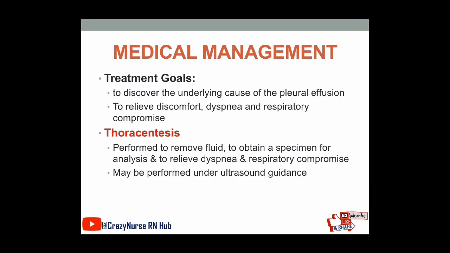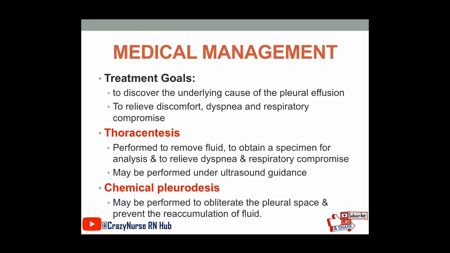Depending on the size of the pleural effusion, the patient may be treated by removing the fluid during the thoracentesis procedure or by inserting a chest tube connected to a water-sealed drainage system or suction to evacuate the pleural space and re-expand the lungs. We also have a procedure called chemical pleurodesis. It may be performed to obliterate the pleural space and prevent the reaccumulation of fluid.